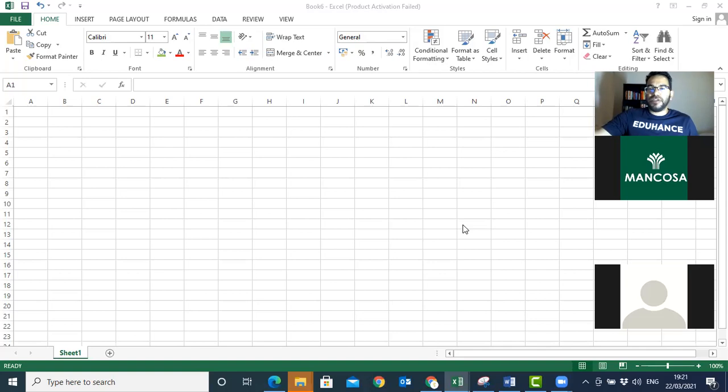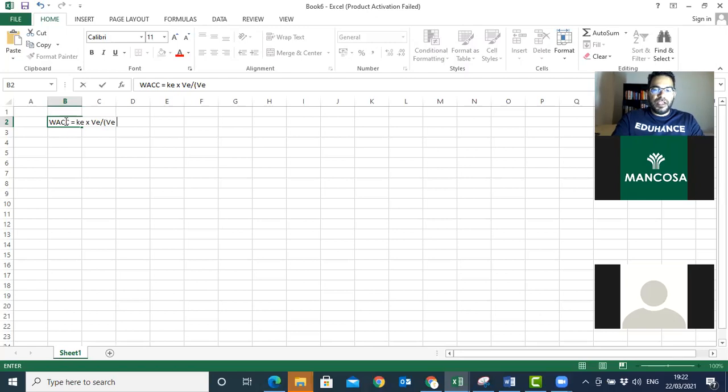So they said, dear student, please calculate WACC at 28 February 2018 using market value. So let's have a look. What is the first thing you do is to write down the formula. WACC equals cost of equity multiplied by its weighting. How do we determine the weighting? Value of equity divided by value of equity plus the value of debt.